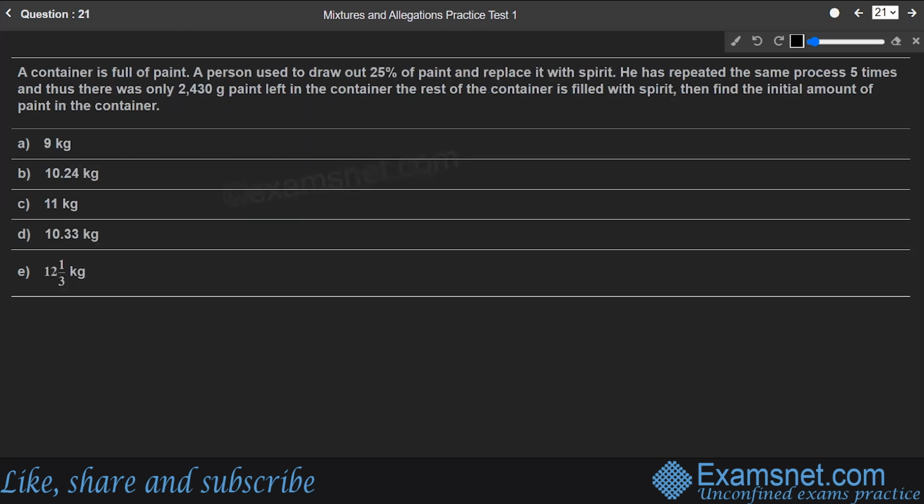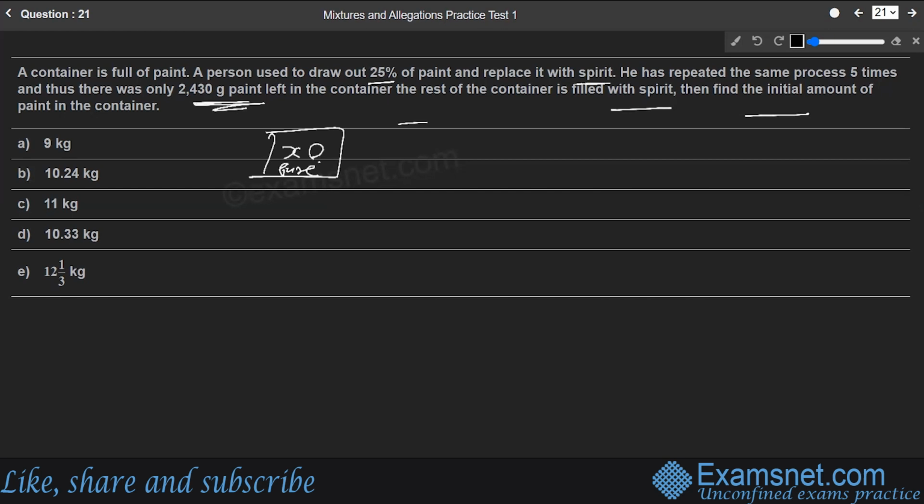Now, they say a container is full of paint. A person used to draw out 25% of the paint and replace it with spirit. He has repeated this same process 5 times, and thus there were only 2430 grams of paint left in the container. The rest of the container is filled with spirit. Then find the initial amount in the container. For this, we need to understand the situation. Suppose in a vessel, there is X liters of pure any substance, pure any mixture, or pure any chemical, or pure milk, or pure anything.